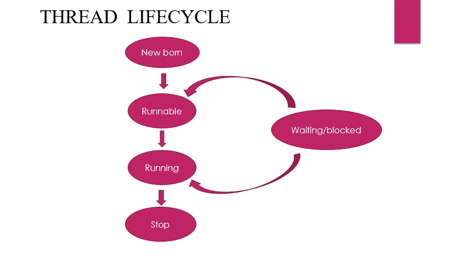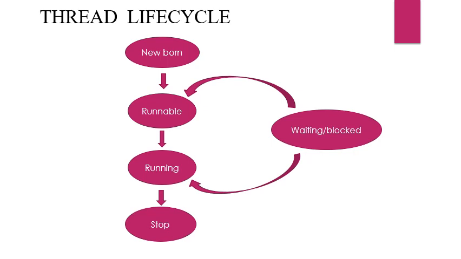Immediately after the newborn state, there is another state called the runnable state. What is the meaning of runnable state? Runnable state means ready to run. If that thread is ready to execute its task, then it will be in runnable state. So we can say that it is ready to run, or we can say it is waiting for a processor.